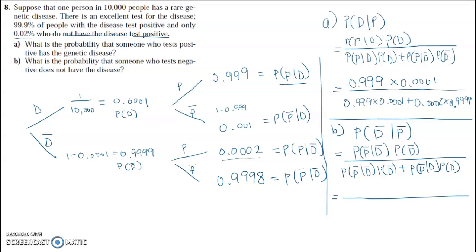All right, now we have to plug in the values. That would be 0.9998 times the probability of not having the disease, that would be 0.9999.